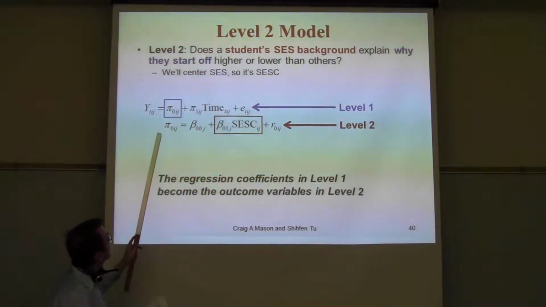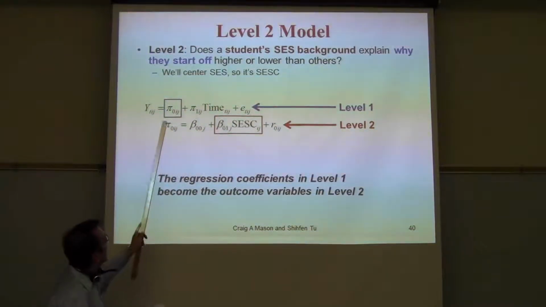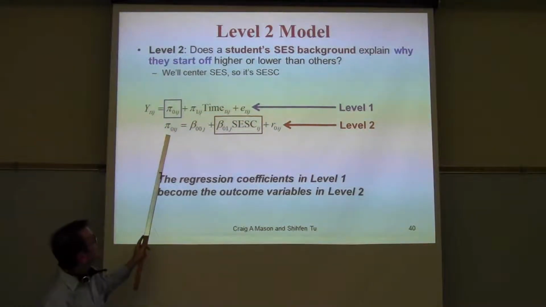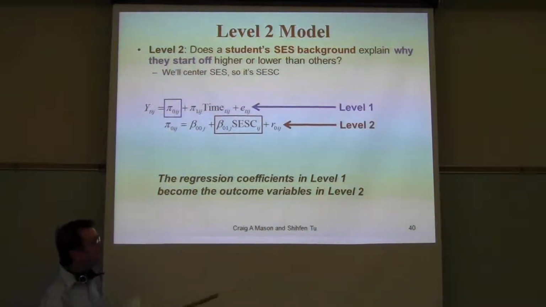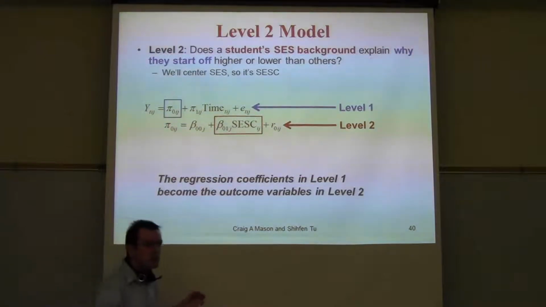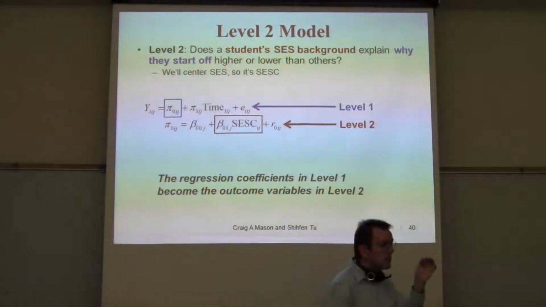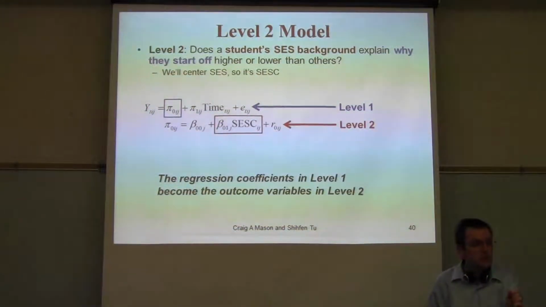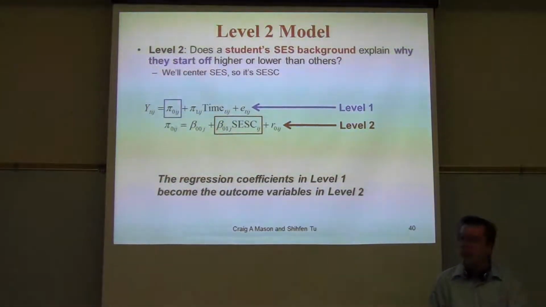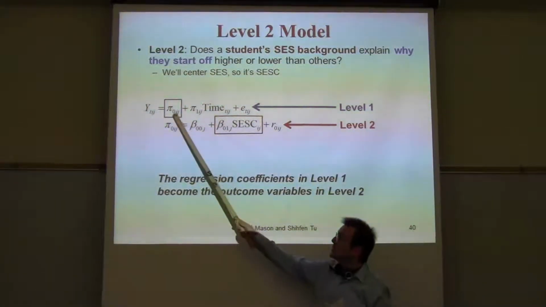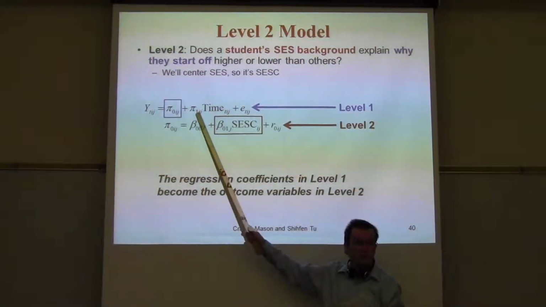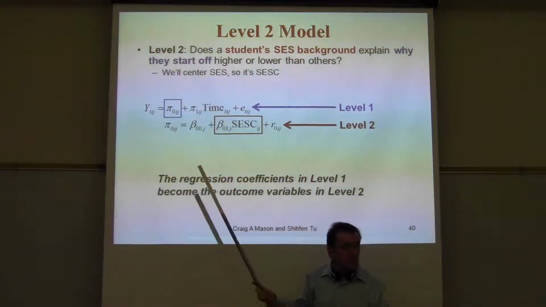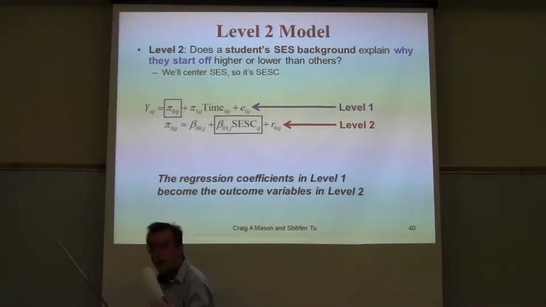The key here is in our level 2 model, that regression coefficient from level 1 becomes the outcome variable. And that's what you need to keep track of. We're no longer at level 2 with our outcome being test scores. Our outcome is going to be these regression parameters, those coefficients. It's going to be the baseline scores, and it's going to be growth. It's what we're predicting.